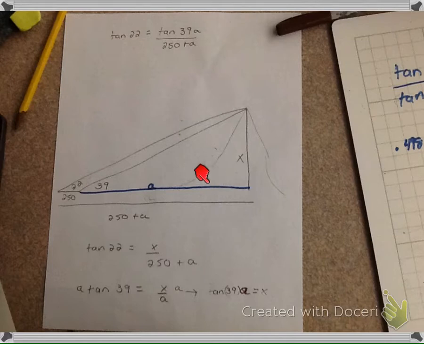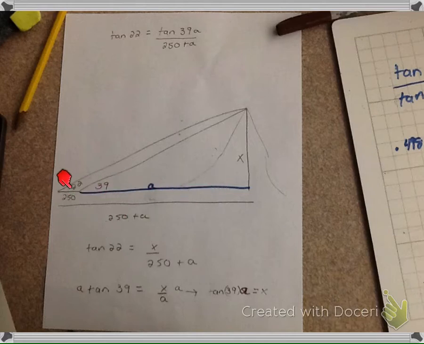The first thing is we have to understand how to label down here. If from here to where you first were is unknown A, then this entire length from here to here is 250 plus A. It's 250 plus this unknown distance. So if I try to use tan, I've got this opposite. That's what I'm trying to find, the height of the mountain, x.